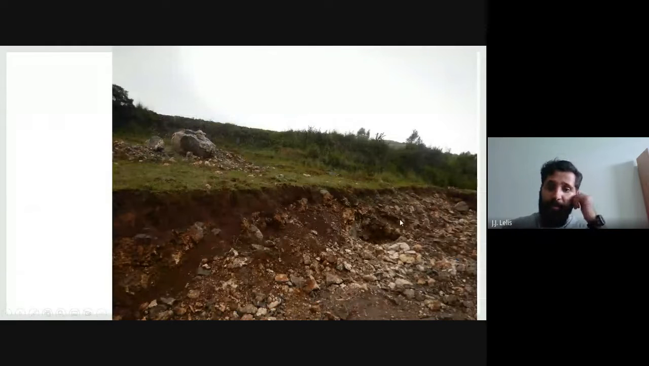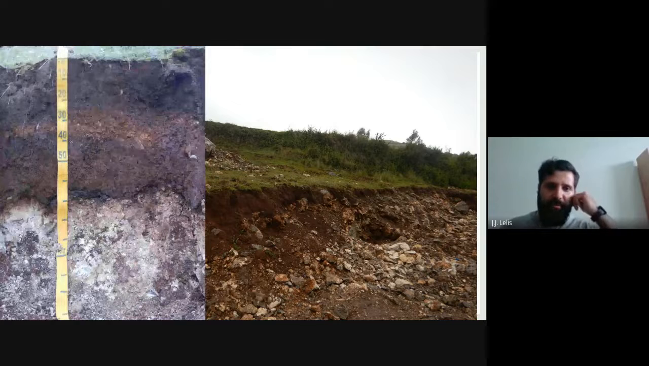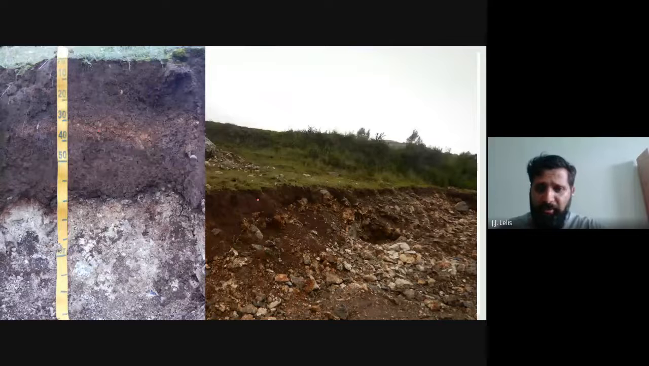Okay. So here you can see this red mineral material that's overlaying this limestone. And this is a photo of one specific soil profile very close to here. So we can see very easily these differences between this material that was mixed over the rock and the saprolite that was formed in situ.